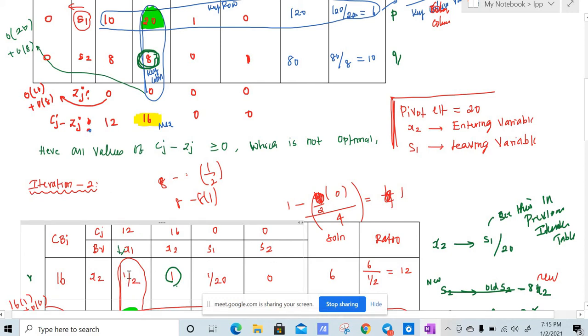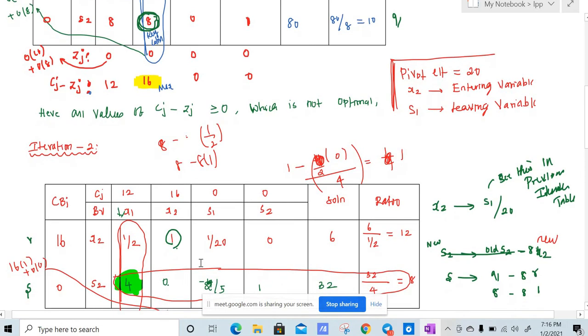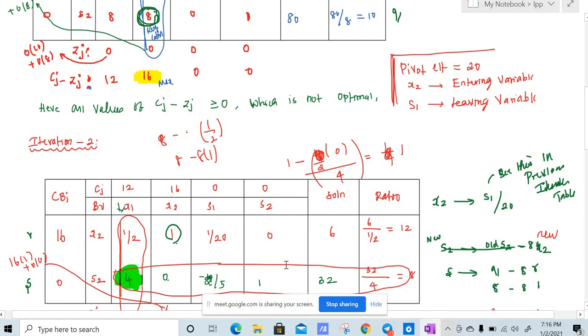If I multiply 8 here, we will have 8 by 2. So 8 by 2 is 4, and if I subtract, 8 minus 4 will be 4. So we will have 4 here, and here it will be 8 minus 1 into 8. So 8 minus 8 will be 0, and here we have 0 minus 8 by 20. So it will be minus 4 by 5, sorry, minus 2 by 5, and here it will be 1 minus 8 into 0. It will be 1 again.